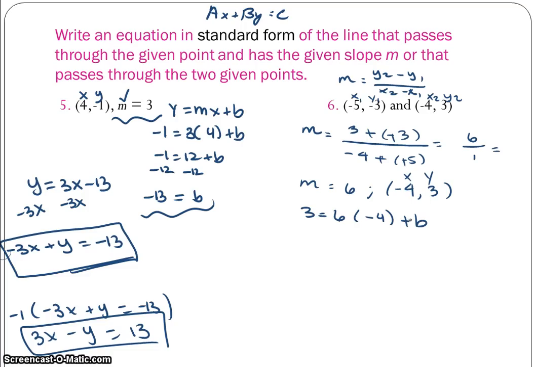b. I'm going to simplify now to solve for b just like you did on the left, and I get 3 is equal to -24 plus b. I'm going to add 24 to both sides. And then I get 27 is equal to b. So writing into slope-intercept form, I know y is equal to mx, so 6x plus 24.